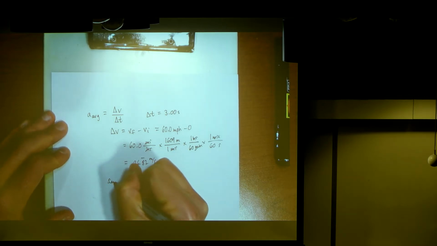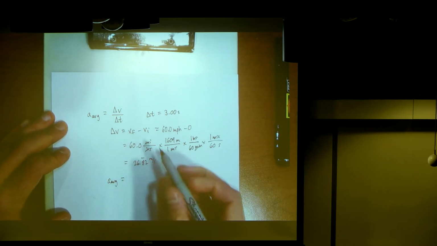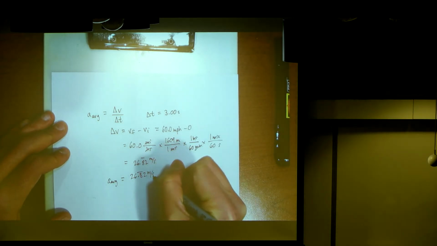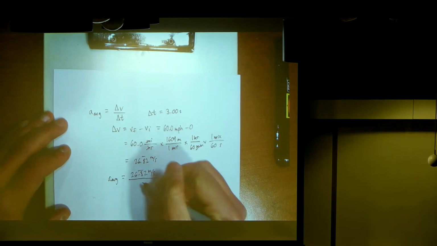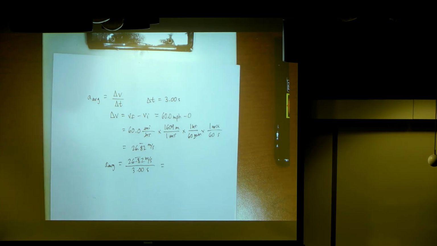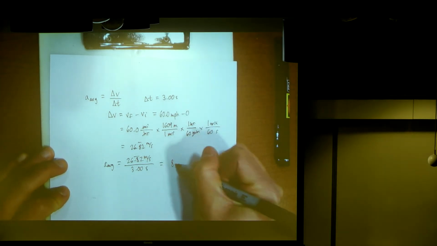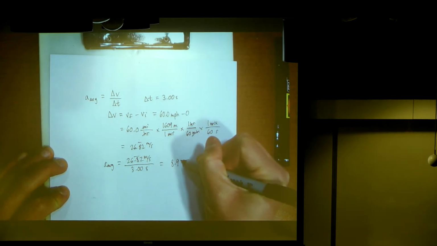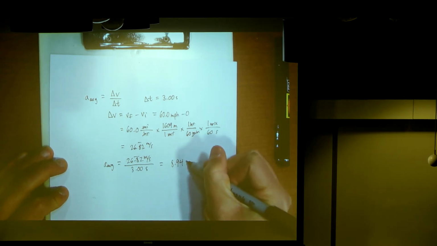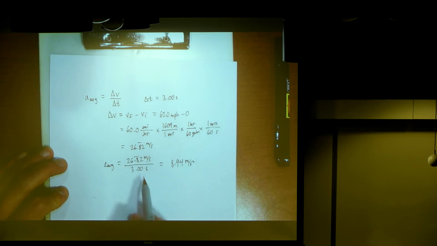So our average acceleration is this. We have 26.82 meters per second on top, that's our delta v. And then we have 3 seconds on the bottom, that's our delta t. And what does that work out to? Someone crunch those numbers for me? 8.94. And what are the units that we end up with? Meters per second squared. You see that? We have 2 factors of seconds on the bottom of this fraction.